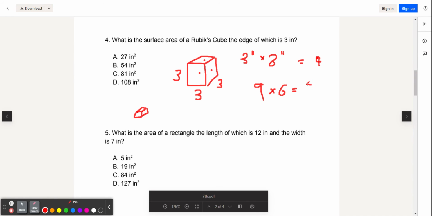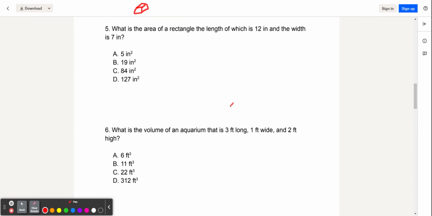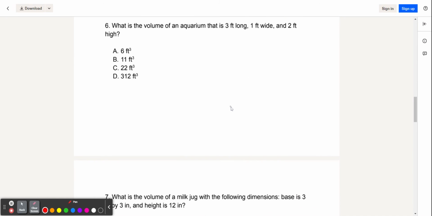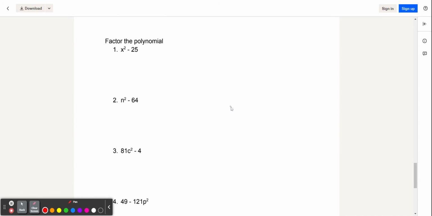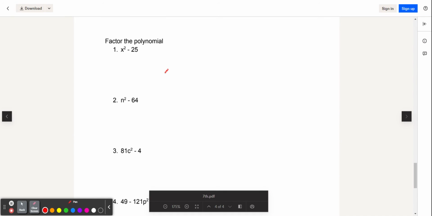9 times 6 is 54 inches squared. The answer is B. Now then, I'll leave the rest to you, and then we'll move on away from geometry to factoring.